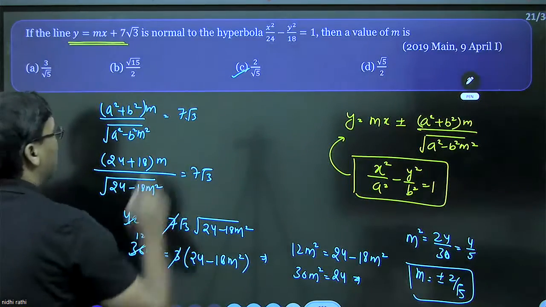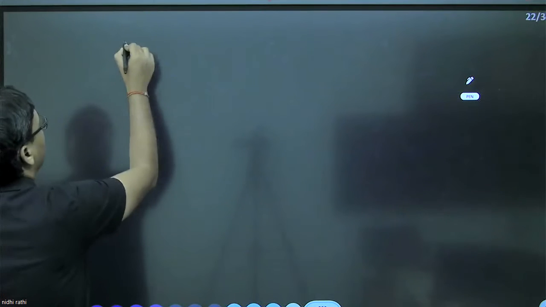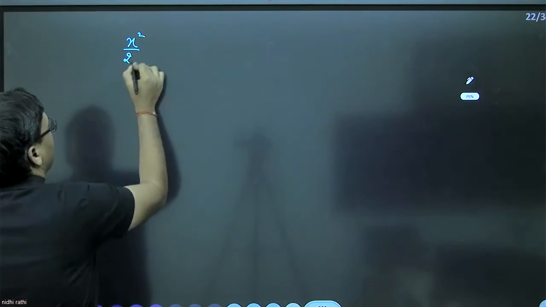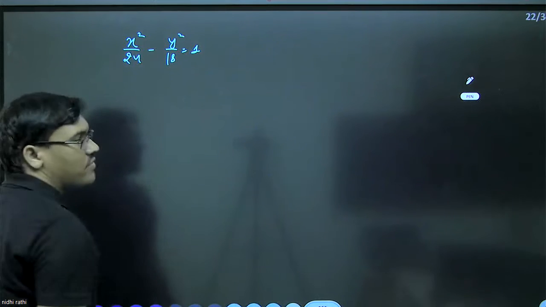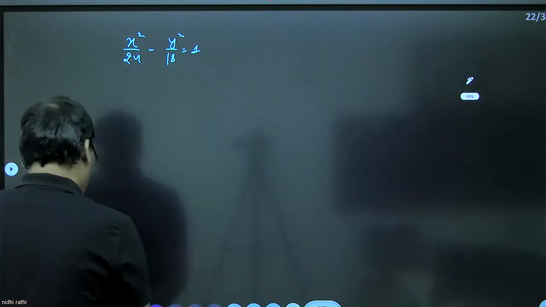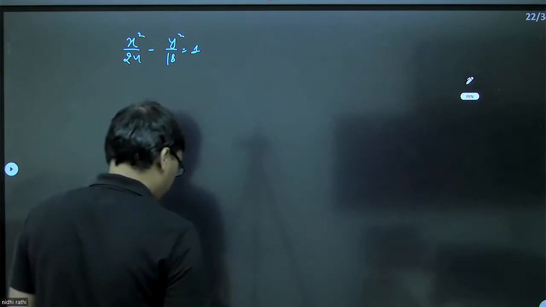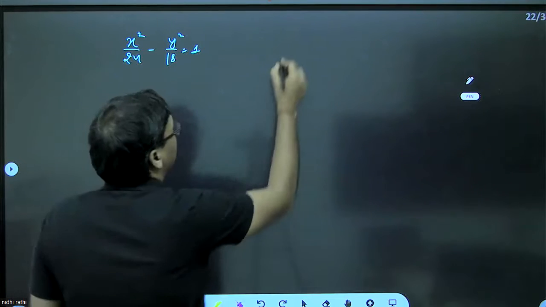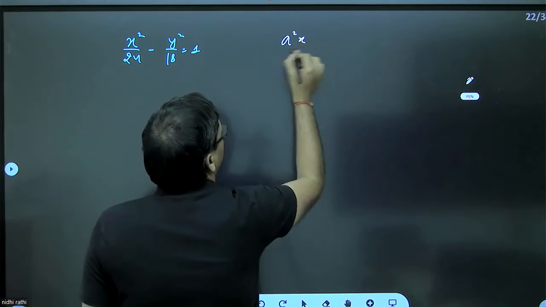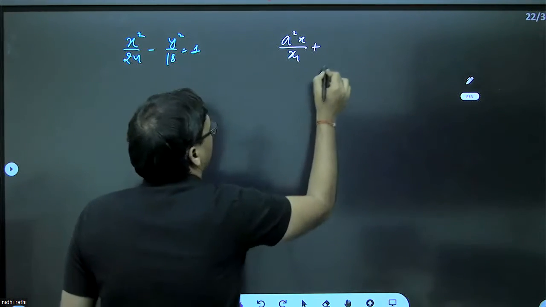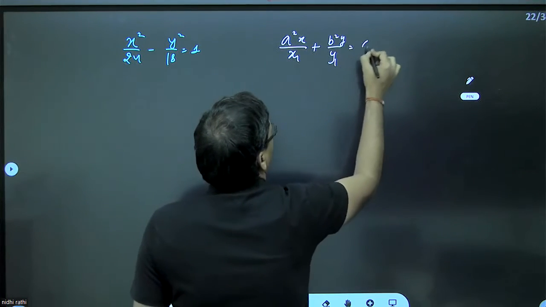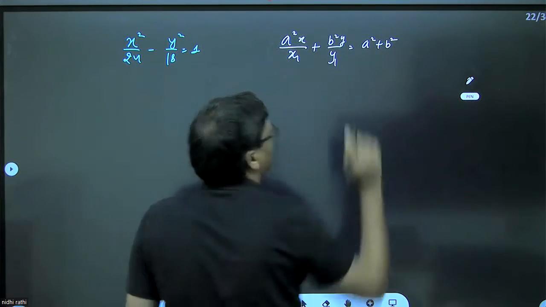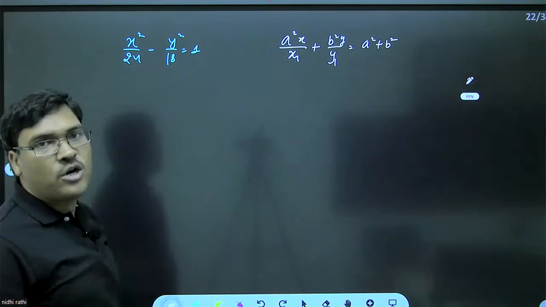So the equation of hyperbola is x² upon 24 minus y² upon 18 equal to 1. This is the equation of hyperbola. Now at any point on the hyperbola, what is the equation of normal? I can say the equation of normal is a² x upon x1 plus b² y upon y1 equal to a² + b². This is the equation of normal at any point (x1, y1).